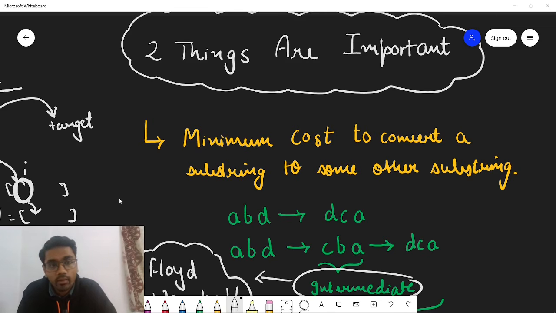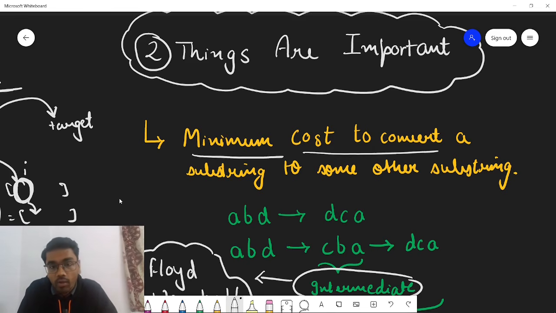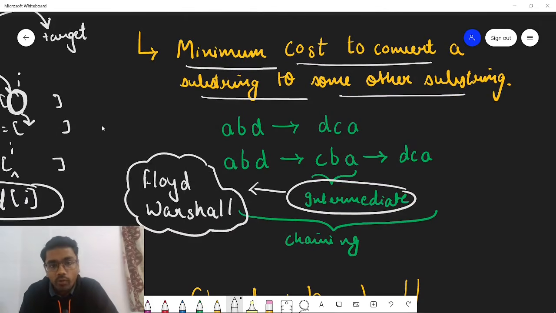So let us discuss how will we build the logic. So basically in this question there are only two things important. The first thing is the minimum cost to convert a substring to some another substring. So this is the most important part. So what I am saying is that the first important thing is getting the minimum cost to convert one substring to another substring. How will we break, that is the other part. First we need to get the minimum cost.